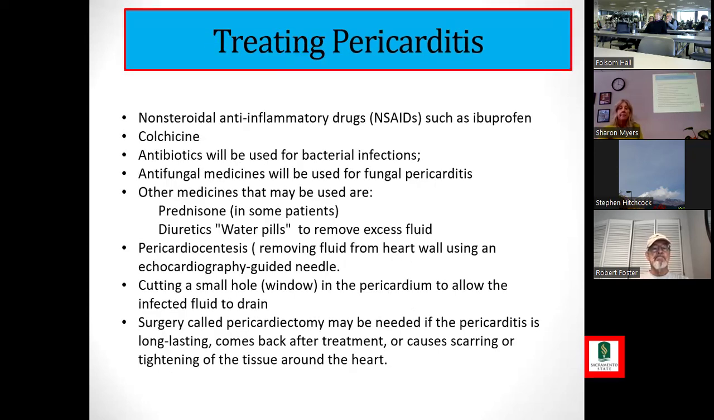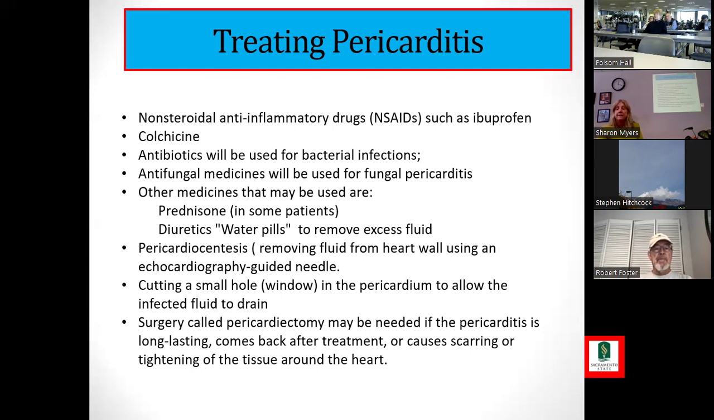So the treatment, I'm not going to spend a lot of time on these. First line of treatment is non-steroidal anti-inflammatory drugs. Also a medicine called colchicine. If they know that it's caused by a bacterial infection, they'll give you antibiotics, and they may give you antifungal medicines if they feel it's caused by fungus.